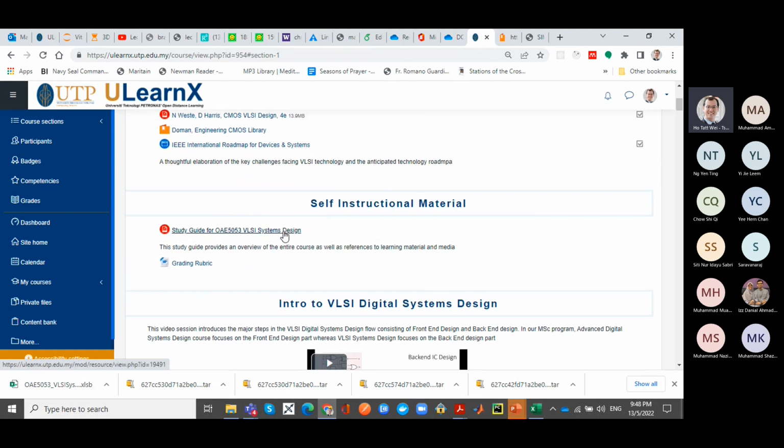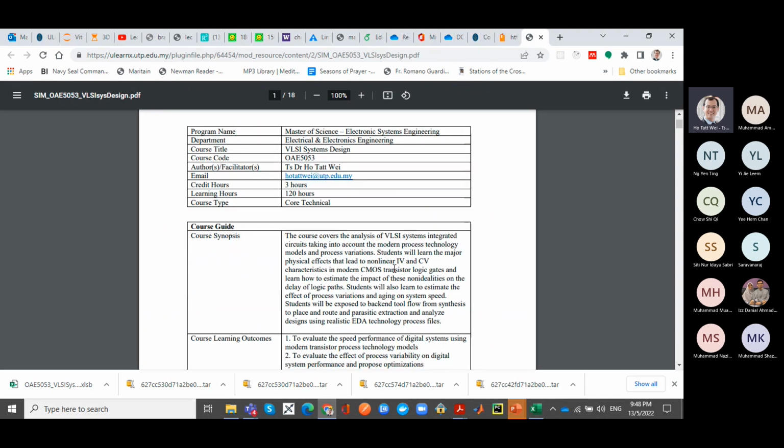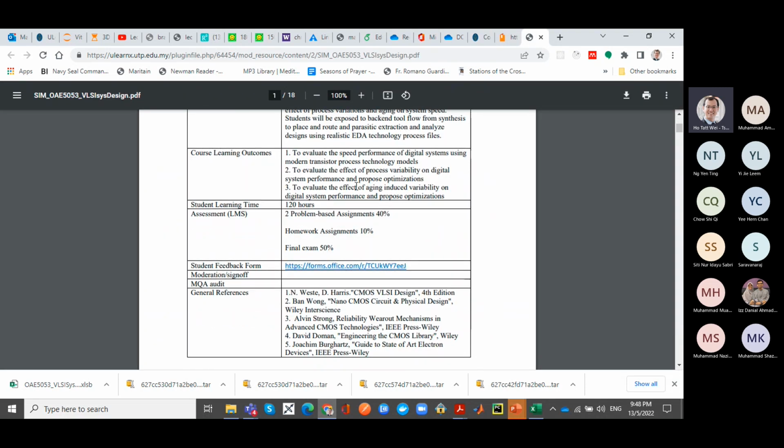Starting this semester, we have something new. This is called the study guide or the self-instructional material. It gives you a survey of what we will cover, the 3 course learning outcomes. And for this course, I'm keeping the workload reasonable. Not going to ask you to hand in homework every week and all that.